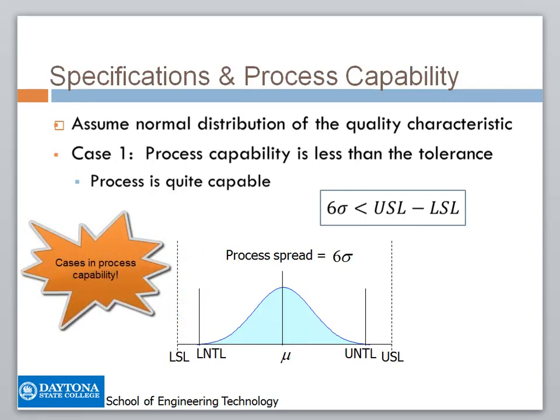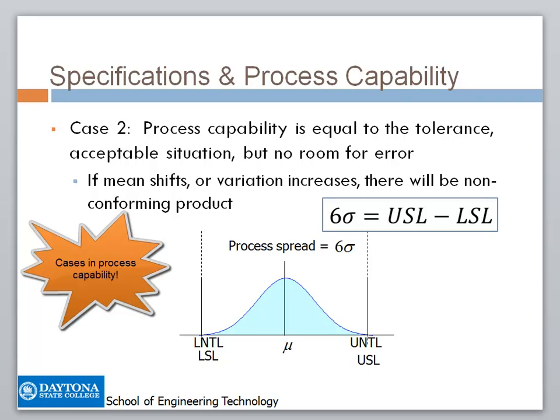So our case number one is when the process capability is less than the tolerance. So this means that our process is quite capable. So we have our tolerance and we have our process spread. So when they are less than our tolerance, the process could shift from one side to the other side and it still will produce the products that are meeting our quality standards, which are defined by our tolerance. So we can say that there's some room for error. And this is the case that we always want to have.